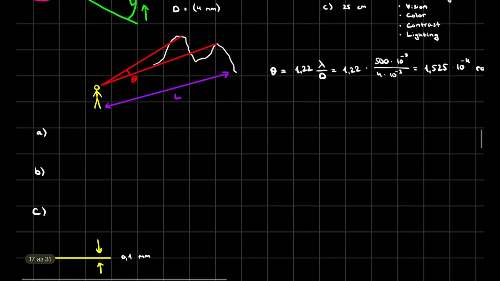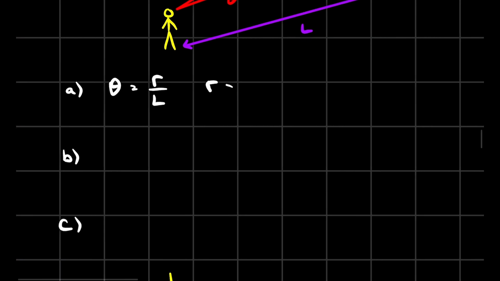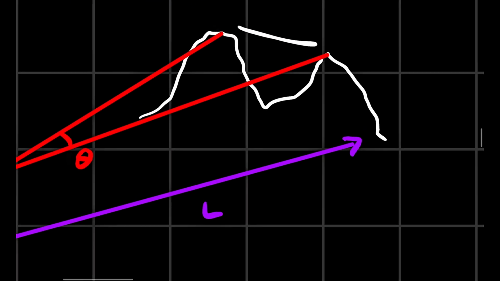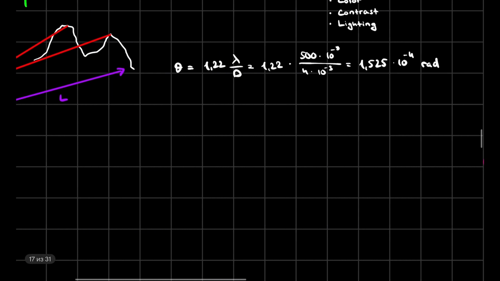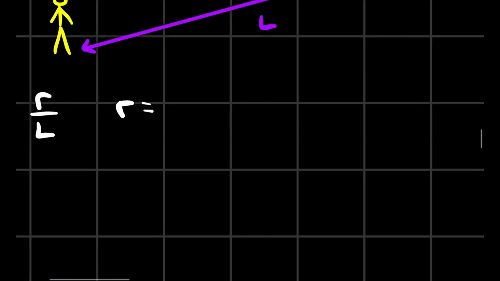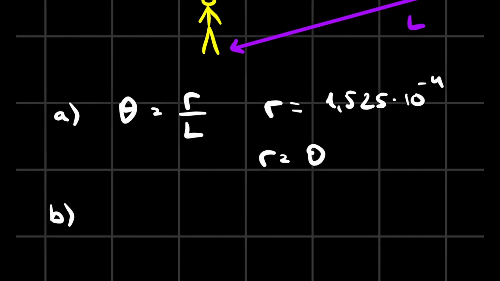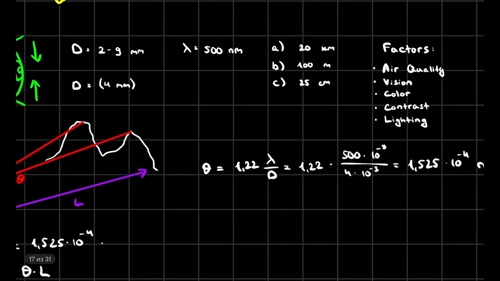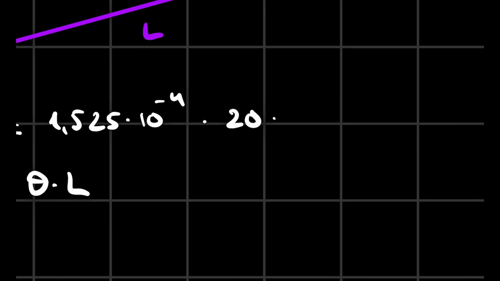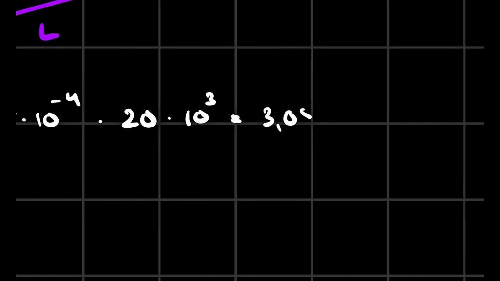Good. The second formula, let's try to write it here. So r would be distance, because if you remember, r is our distance between those two things. So our theta would be what? Our theta is this thing, 1.525 times 10 to the power of minus 4. Why? Because if we want to find r, it must be theta multiplied by L, right? Instead of L, we put what? For option A, we put 20 kilometers. Kilometers is 10 to the power of 3. And that's how we get our answer, which is 3.05 meters.